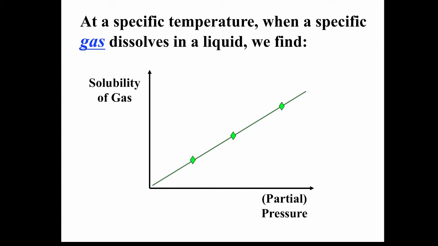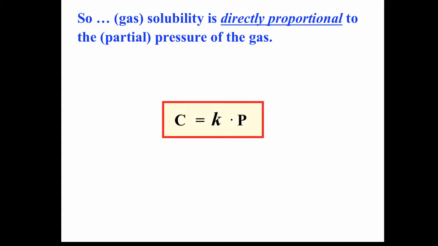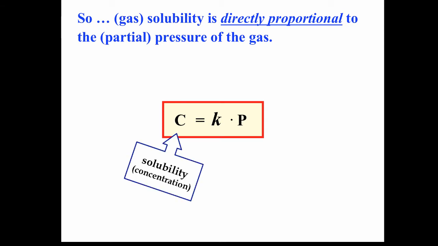Now, a particular gas will have a linear relationship between solubility and pressure, but the slope of the line will vary from gas to gas. Of course, what this means is gas solubility is directly proportional to the partial pressure of the gas, and the mathematical relationship is shown here, where solubility is represented by C for concentration, and this is of a specific gas, so we sometimes put a subscript G to indicate gas, or we may use a subscript of the specific gas itself. Now, this is directly proportional to the pressure P.